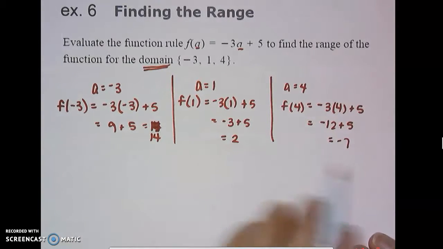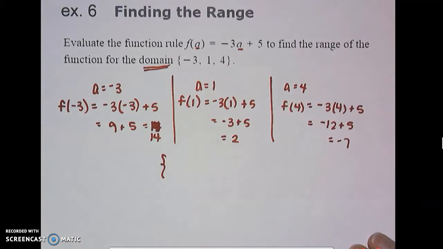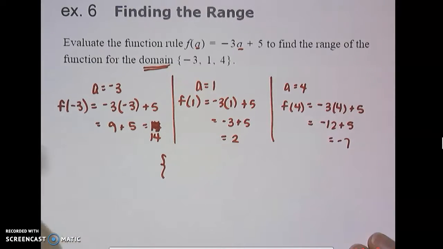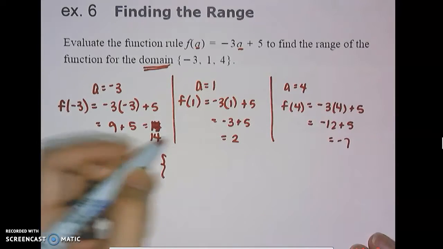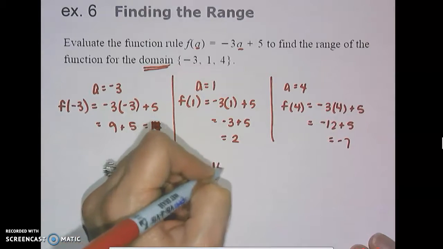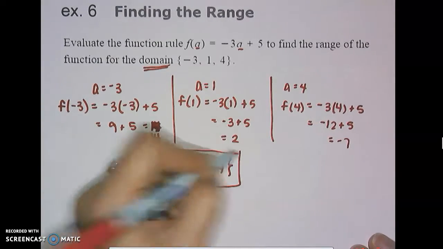So we've found the range values, and now we just need to list them out in the proper form. Remember from yesterday, domain and range, doesn't matter which one it is, needs to be in fancy brackets, listed in order from least to greatest, and not repeating. So our smallest of these 3 would be negative 7, then we would have 2, and then 14. And that would be the answer to this question.